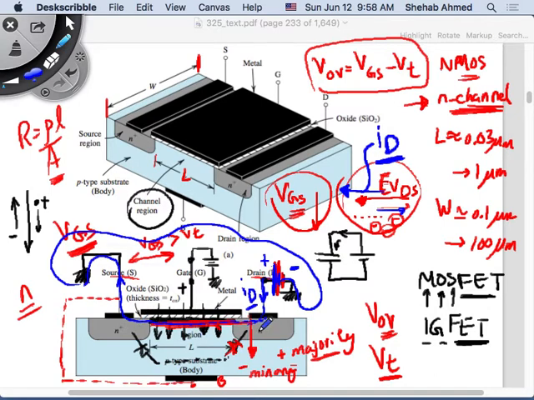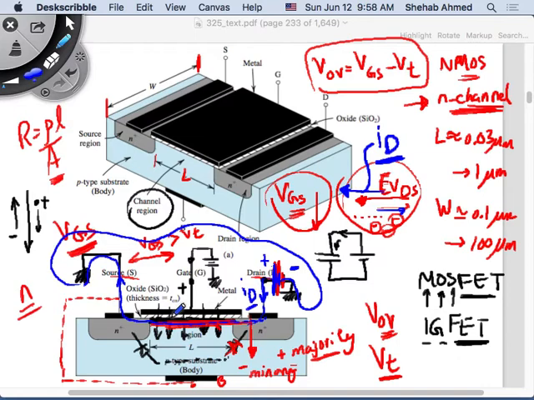Is there a possibility that you can add too many electrons to the body and change the effect of it? So you mean the channel becomes thicker? Yeah, I mean you want the channel to become as thick as possible, because if you have current moving through a certain cross-sectional area, and this cross-sectional area is large, it means less resistance.